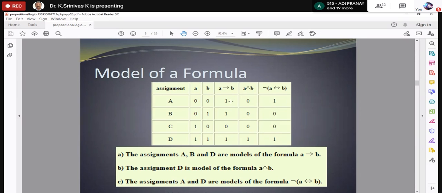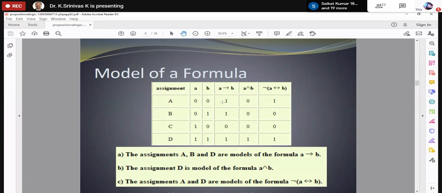Now, A implies B: 0 implies 0, 0 can definitely imply 0, so it is equal to 1. 0 implies 1, that also can become 1, so 1. 1 implies 0, can 1 become 0? No, so it is false, 0. 1 implies 1, 1 can become 1, so that is equal to 1. So when A implies B, of the 4 combinations of inputs, for assignments A, B and D we got 1 as output.